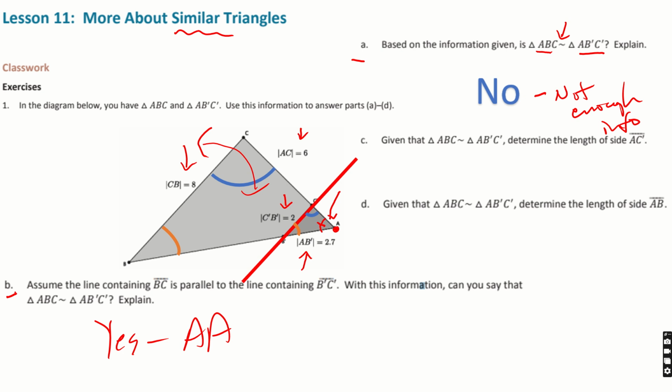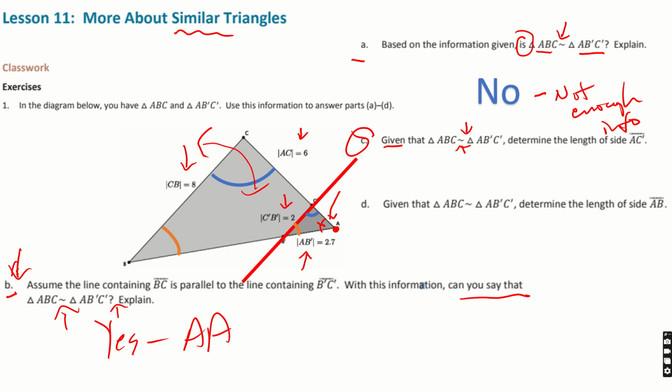Looking at part C, which is right here in the middle, it says given that they are similar. So now we have been told they are similar, right? Once it says given and it tells you that that's the case, you don't have to prove it anymore. Before, this said is it similar, and part B said assuming that line is the case, can you say that it is similar, and there's my question mark. Now this is saying it is similar. There's no question about it. We're going to be told they are similar.